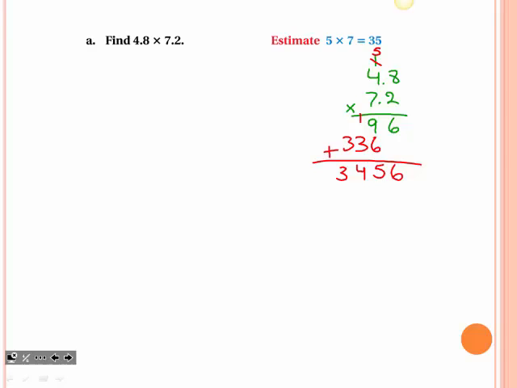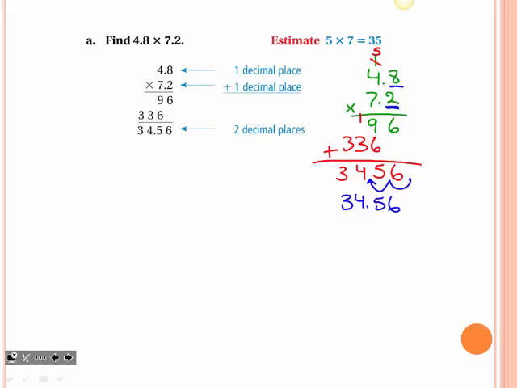We still need to count how many decimal places I have in my entire problem. I have 1 here and 1 here, so I have 2 decimal places. So I need to put my decimal point in so that I have 2 decimal places. So I need 1, 2. So my answer is going to be 34.56.